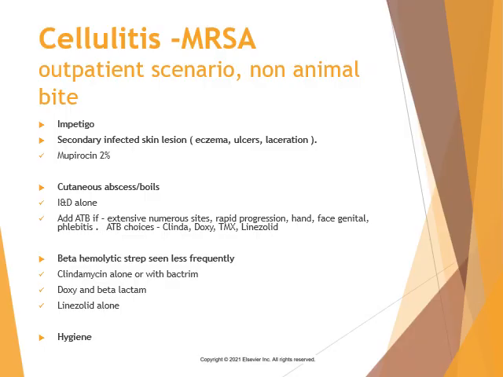Mupirocin 2%. If you have cutaneous abscesses or boils, incision and drainage, add the antibiotic. If you've got numerous sites, rapid progression, you can see the antibiotic choices there for your cutaneous abscesses or boils, and obviously extra caution in folks with impaired circulation and diabetes. Beta hemolytic strep is seen less frequently, and you can see things like clindamycin and Bactrim, doxy, and beta-lactam or linezolid alone. And good hygiene is extremely important, keeping the area clean and dry.